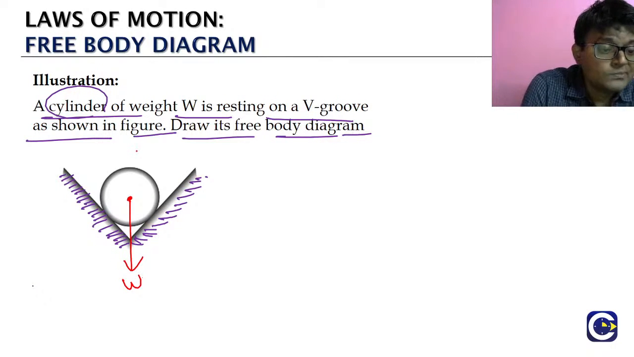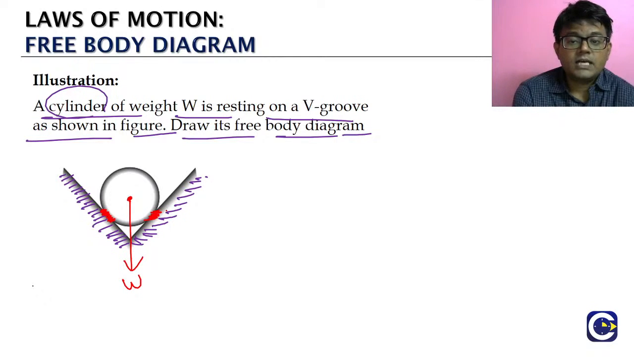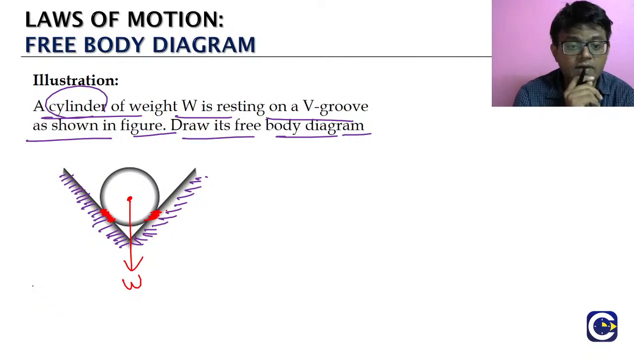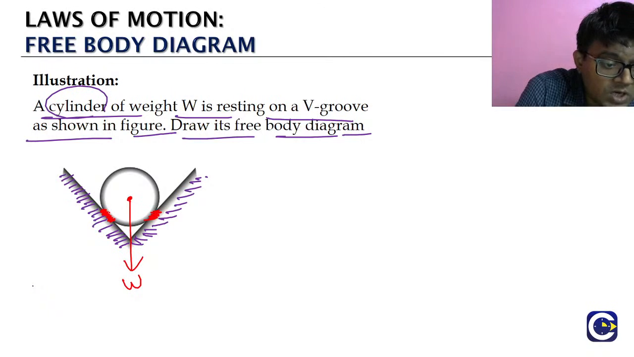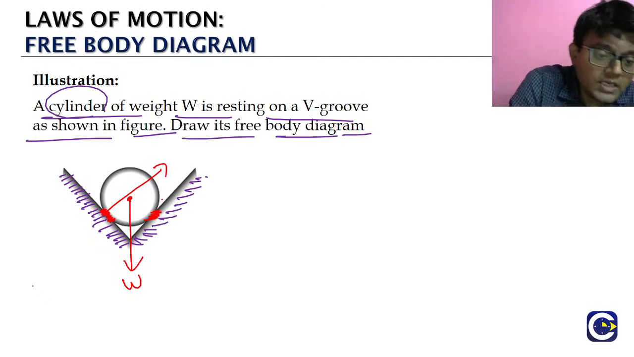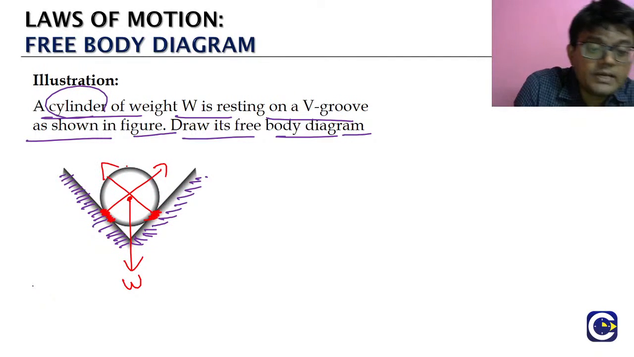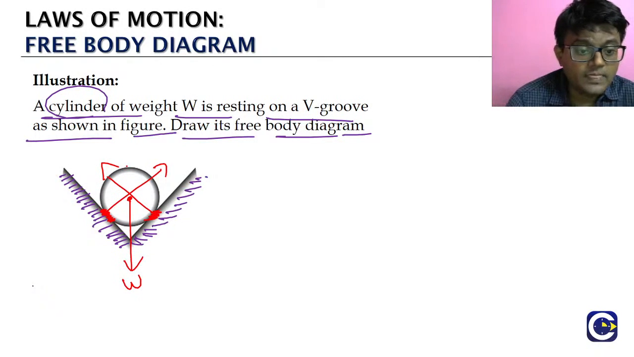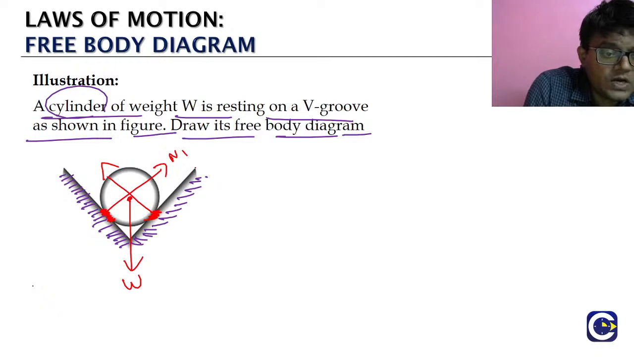Then look carefully, the cylinder is in contact with this V-shaped groove. There is one contact here, and similarly another contact here. So the cylinder has how many contacts with the V-shaped groove? Two contacts. So a normal reaction will come here, and a normal reaction will come here too. So we are going to get two normal reactions. We can call this normal reaction 1 and this normal reaction 2.